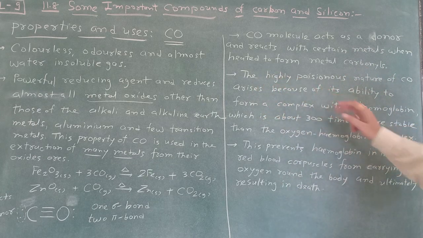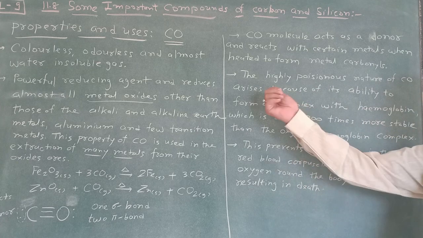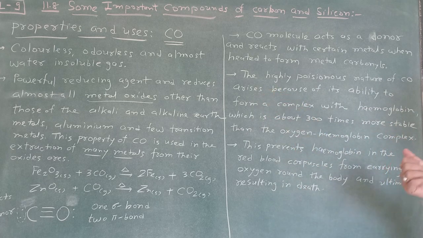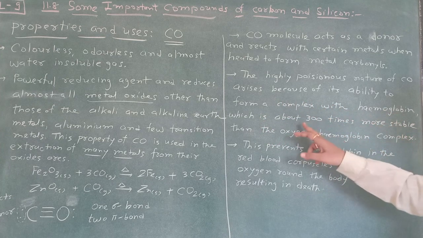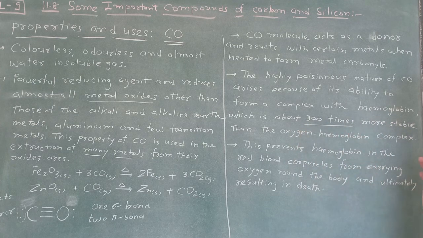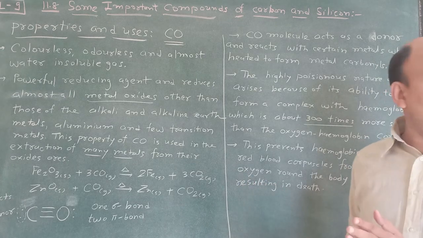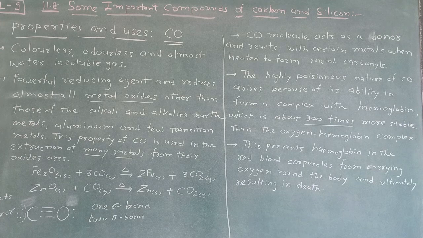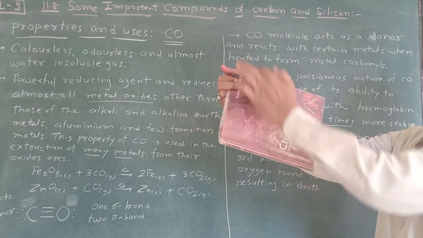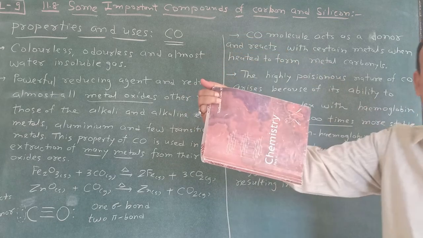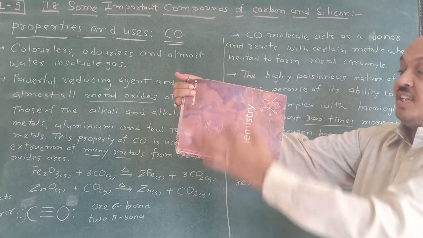The highly poisonous nature of carbon monoxide arises because of its ability to form a complex with hemoglobin, which is present in our blood. It forms a complex with hemoglobin which is about 300 times more stable than the oxygen-hemoglobin complex. Remember, there is one complex structure. Suppose you consider here, Fe is there, and different types of ligands take place. But here oxygen is there.